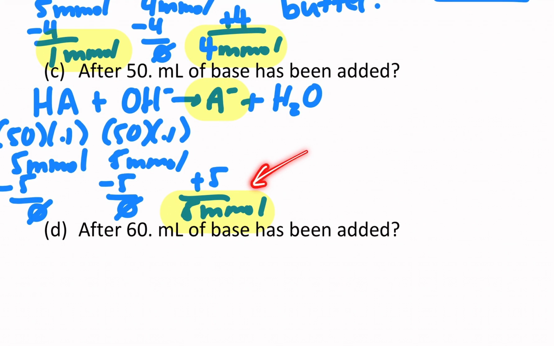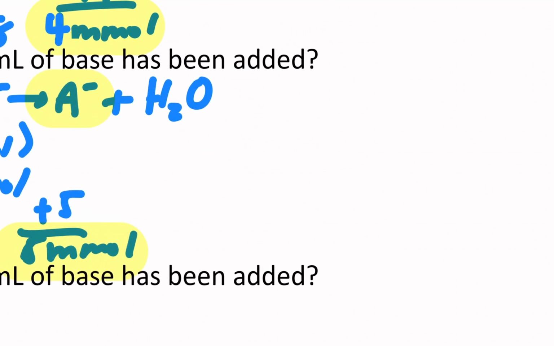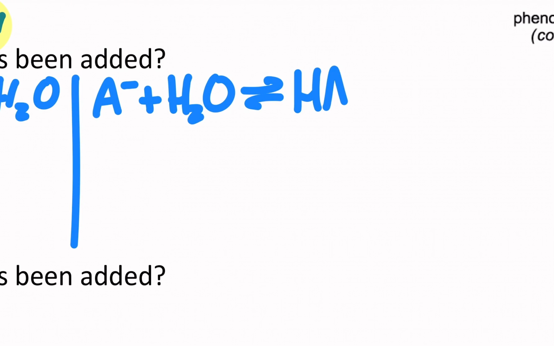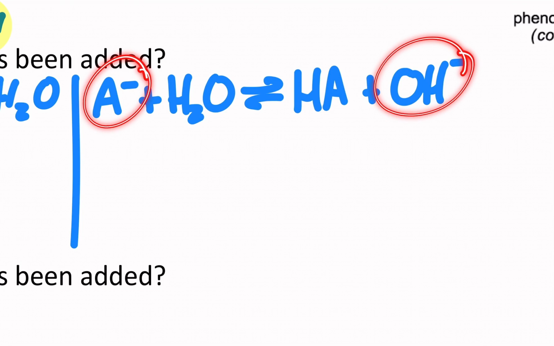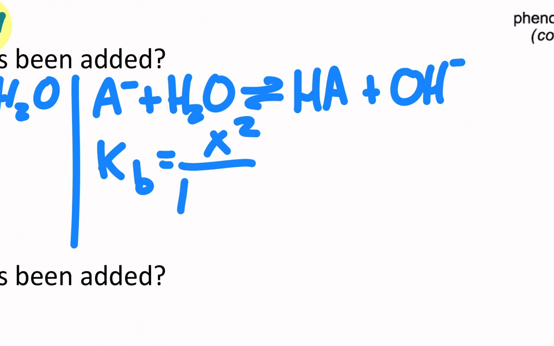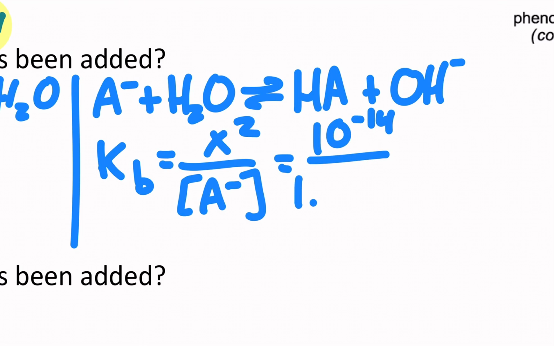This is now a base. This is like the pH of a salt, or really just the pH of a weak base. So I have some weak base, A minus, plus water, reversibly forming HA plus OH minus. If it's a basic species, it has a path to make hydroxide. That means it has a Kb value. So I need Kb. Kb is equal to x squared over the concentration of the A minus at this point. Kb is Kw divided by the given Ka.